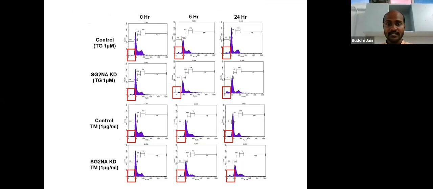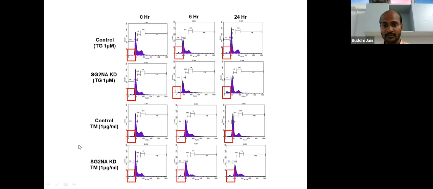These are the results of the flow cytometry experiment. These are the different time points: 0 hour, 6 hour, 24 hour, and these are the control cells treated with the thapsigargin 1 micromolar. These are the SG20 knockdown cells treated with the thapsigargin 1 micromolar. These are the control cells treated with the tunicamycin 1 microgram per ml, and these are the SG20 knockdown cells treated with the tunicamycin 1 microgram per ml.